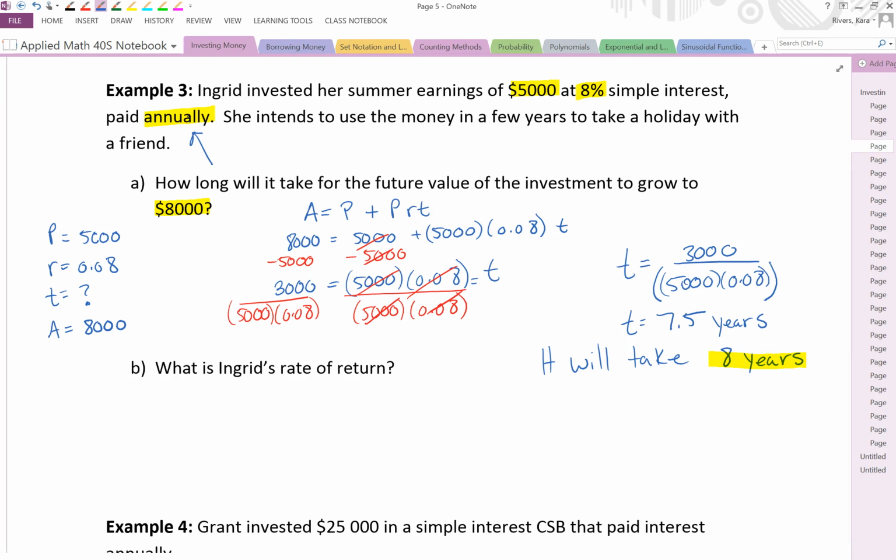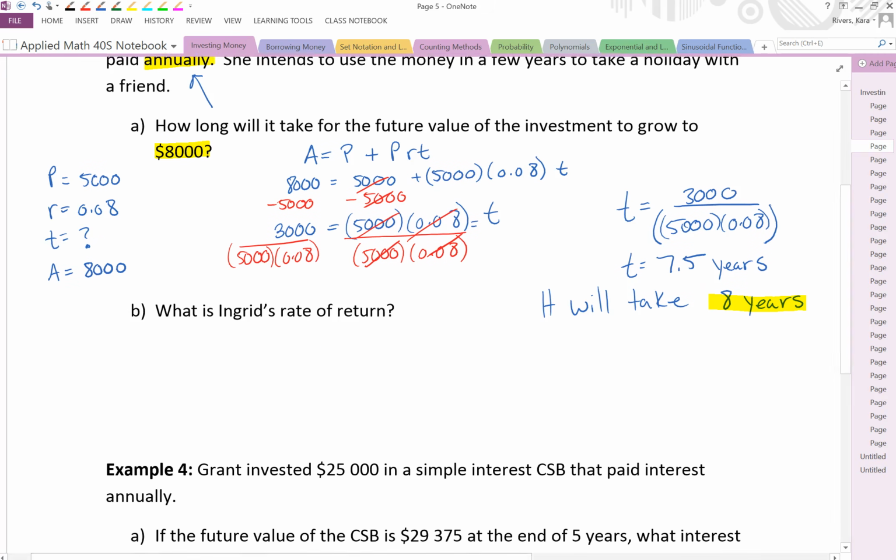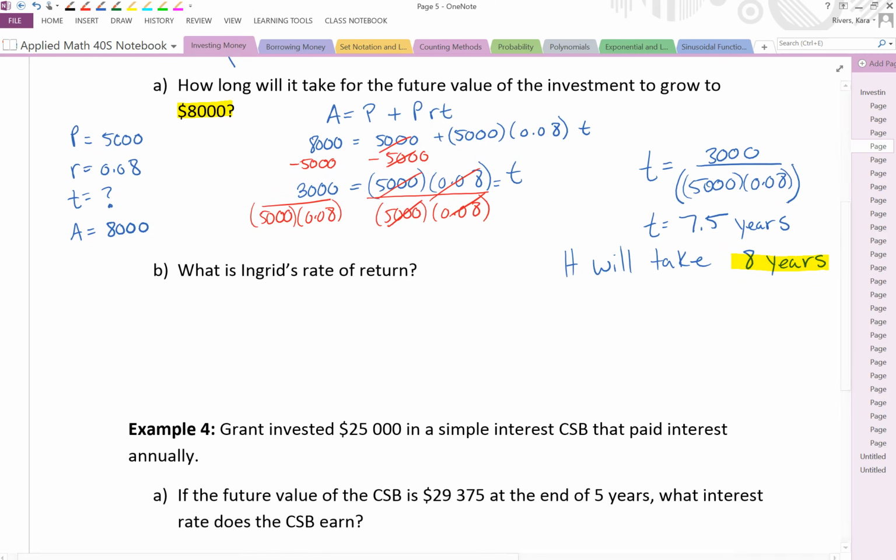Now, here's a new formula that we're going to be given. B says, what is Ingrid's rate of return? The rate of return formula says that we have to take the interest divided by the principal and times that by 100%. Okay? So the interest divided by the principal times 100% is our rate of return.